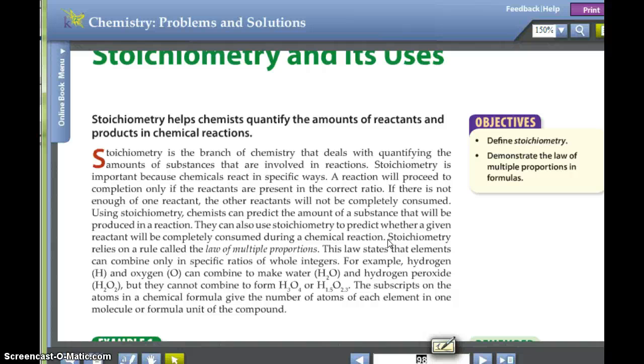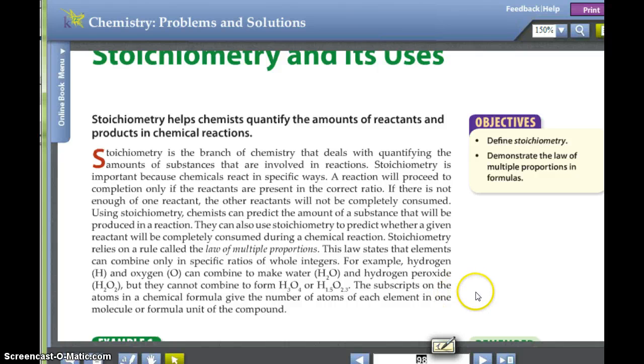Stoichiometry relies on a rule called the law of multiple proportions. This law states that elements can combine only in specific ratios of whole integers or whole numbers. For example, hydrogen and oxygen can combine to make water and hydrogen peroxide, so they can make H2O or H2O2. But they cannot combine to form H3O4 or H1.5O2.3. Okay, so these should be obvious that they can't because they're decimals. This one is just that they occur in certain combinations based on how badly they want electrons.